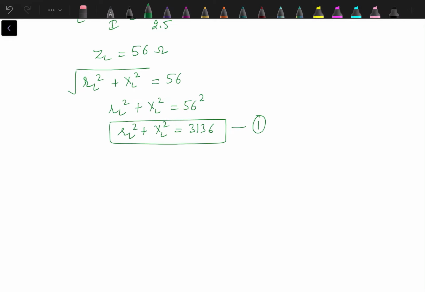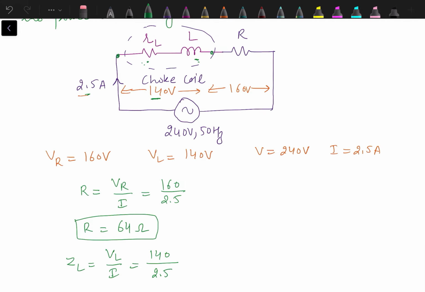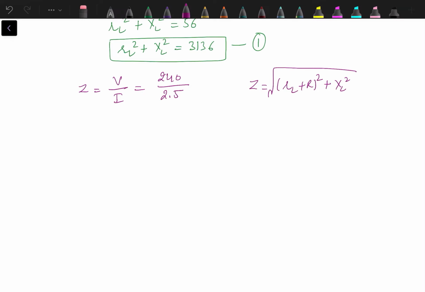Now we have one equation, two unknowns, so we need one more equation so that we can have the solution. From where can we have that equation? That equation can be obtained by using the supply voltage and the current drawn by this whole circuit. So when we divide this 240 by 2.5, this will give us the impedance of this whole RL series circuit. So Z will be equal to V upon I. V is 240, I is 2.5, and Z is equal to square root of (RL plus R) square plus XL square. That is the impedance of the whole circuit.